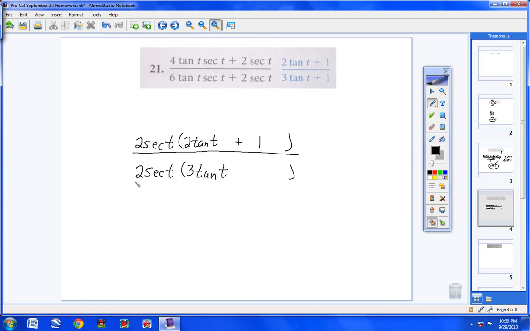And then here, 2 secant t, I'm going to put a 1 here. 2 secant t times 1 would give me 2 secant t. And now look on the outside of your parentheses. You have a 2 secant t and a 2 secant t. Cross that off, and look what you're left with. 2 tangent t plus 1 over 3 tangent t plus 1, which is exactly how far they wanted you to take this problem. All right, moving on to number 23.